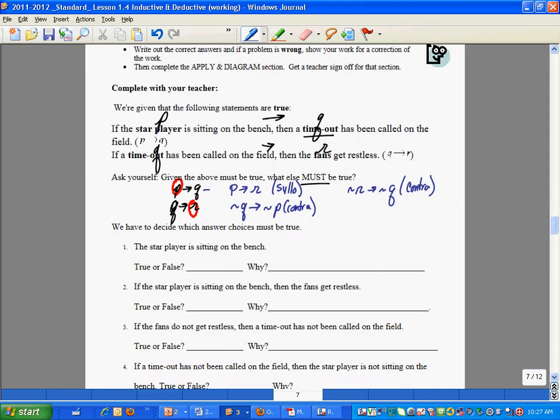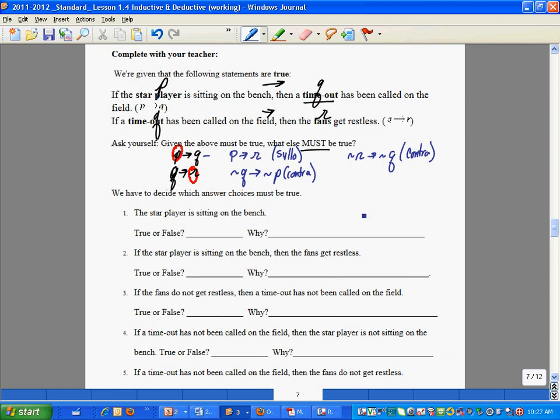Fans do not get restless. That's which one? Opposite of R. Then timeout has not been called, opposite Q. Opposite R, opposite Q. Look on your list. Is it there? It's a contra. So I go here. I say, oh, it is true. Why? Because it's the contrapositive. You do 4 and 5 right now on your own. I'll give you the answers in just a second.